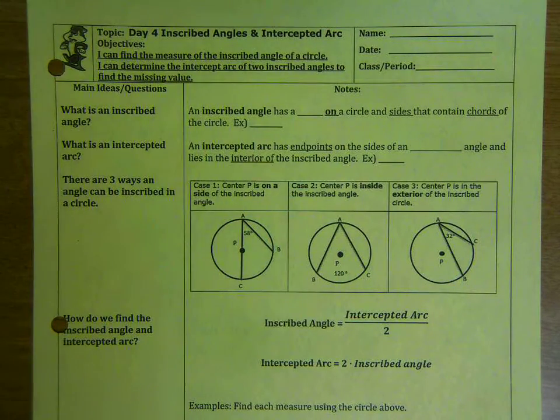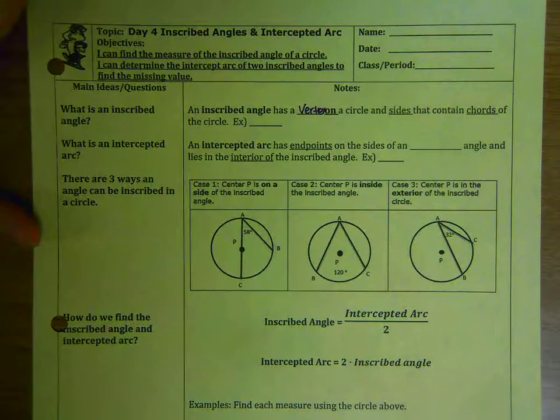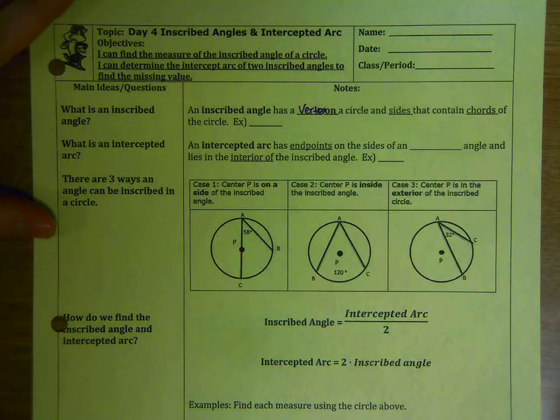Hi guys, this lesson is about inscribed angle and intercepted arc. Today's objectives are to find and measure an inscribed angle, and determine the intercepted arc of two inscribed angles, and find the missing values. So, what is an inscribed angle?